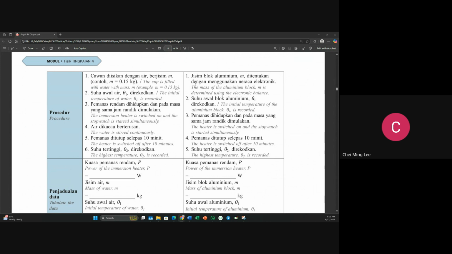So same goes here actually. The mass of the aluminium block M is determined using the electronic balance. Then the initial temperature is recorded. Then the heater is switched on, and the stopwatch starts simultaneously. And the heater is switched off after 10 minutes, and the highest temperature is recorded.